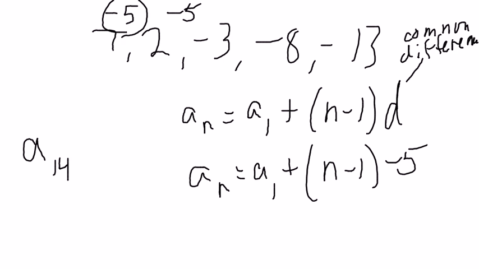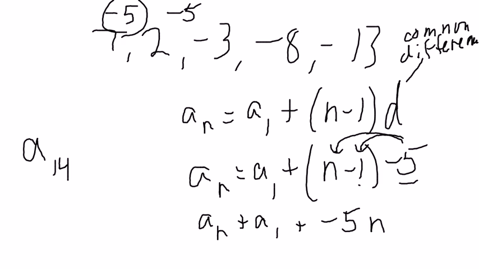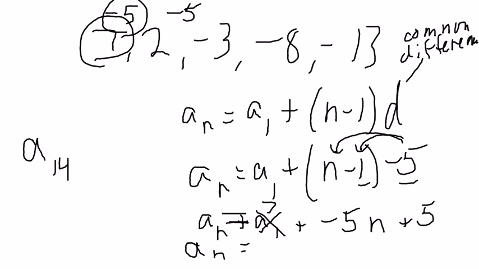All right, now we distribute the -5. So then we get a sub n equals a sub 1 plus -5n, and then -5 times -1 is going to give +5. Now what's a sub 1 in this case? I'm sorry, there should be an equal sign there. What's a sub 1? It's 7. 7 was our first term. So we put that in. This will become 7. All right, now 7 and 5 can combine to be 12. So we get -5n plus 12.